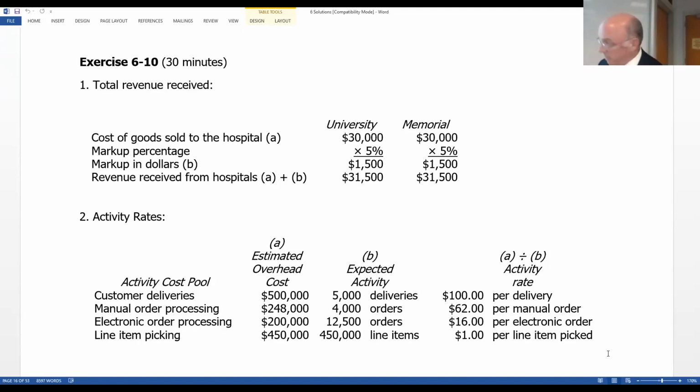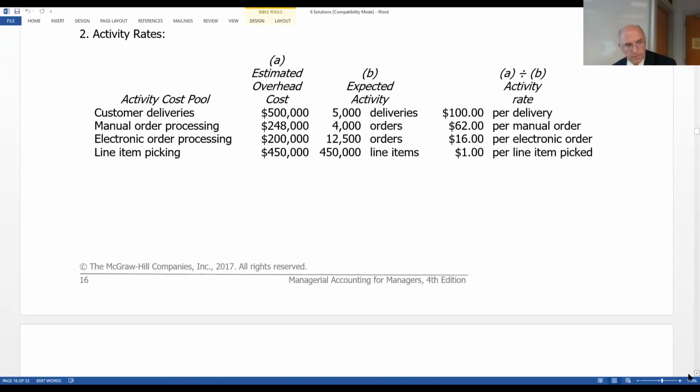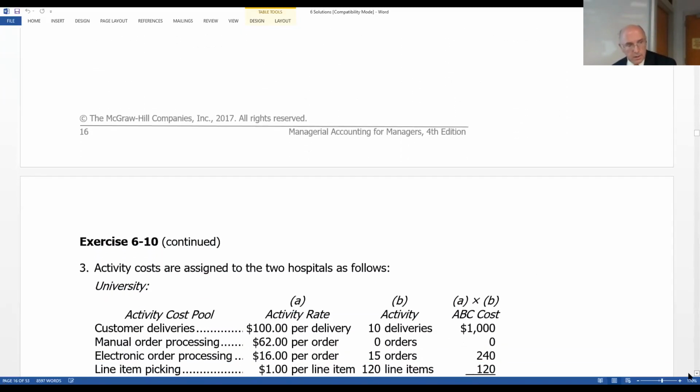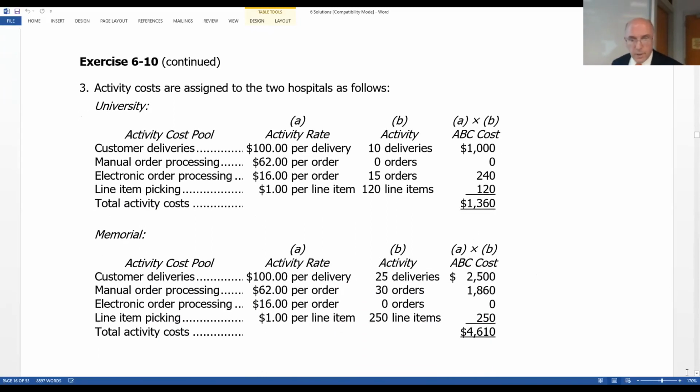And then for the activity rates, again, it's 100 per delivery, 62 per manual order, and so forth. Once you get those, the 100, the 62, the 16, and the 1, you just multiply them by the number of whatever the thing is that you're multiplying by. Number of orders or deliveries, whatever. Electronic orders, manual orders. And so this is what you get.